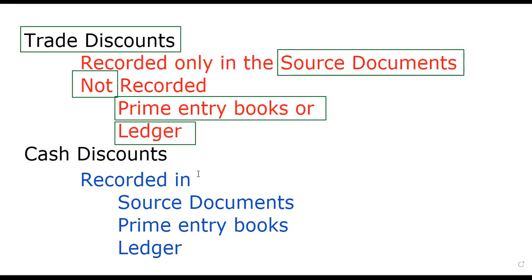Trade discounts, son, we don't record them. They are only mentioned in the source document. But cash discounts are recorded in source documents and also in prime entry books and also in the ledger. But trade discounts are recorded in the source documents and they are not recorded in prime entry books or in the ledger.